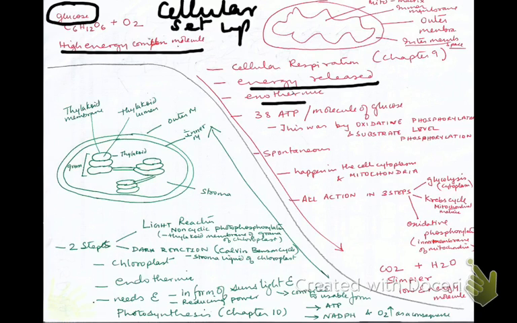The whole process is exothermic, and if you actually calculate, you can get 38 ATP out of each molecule of glucose. This process is a cumulative action of oxidative phosphorylation and substrate level phosphorylation together, and that's how you end up getting this ATP. The whole process is spontaneous, meaning it has a negative delta G.